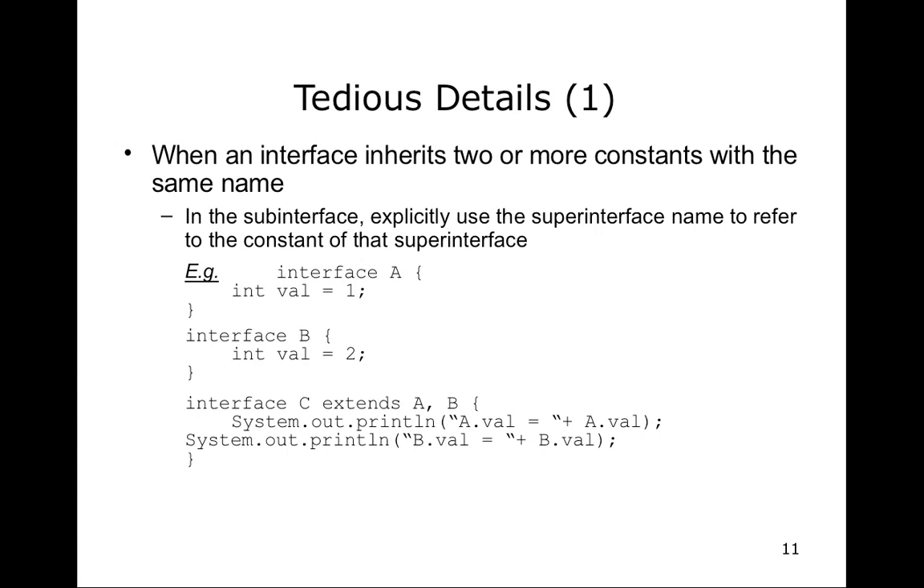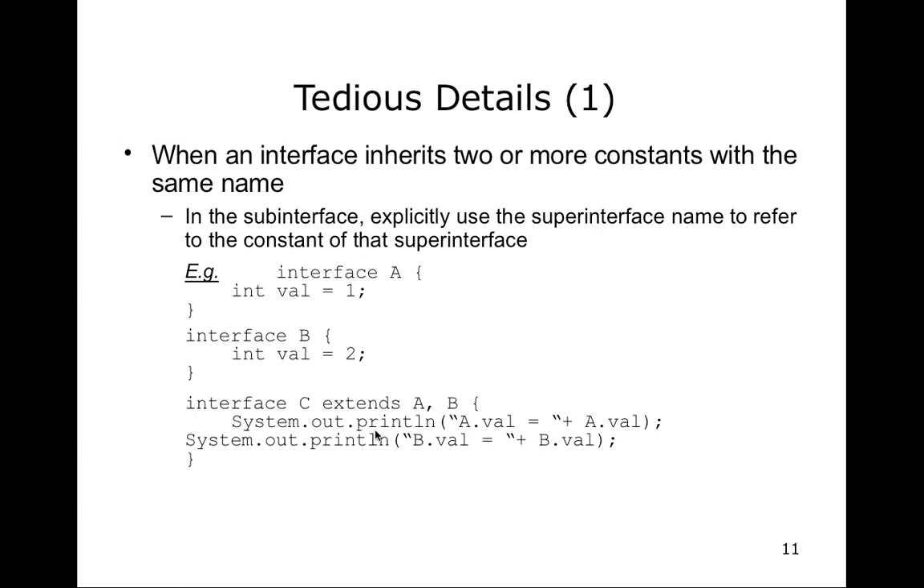But here's an example, and the subinterface explicitly uses the super interface name to refer to the constants, using the dot, so A.value. So we have interface A and we have interface B. This is actually kind of important because you can do this with classes as well. So although this slide pertains to interfaces, you can do this with subclasses too. If you've reused the same name over again, you might discover this is kind of confusing when you look at it.